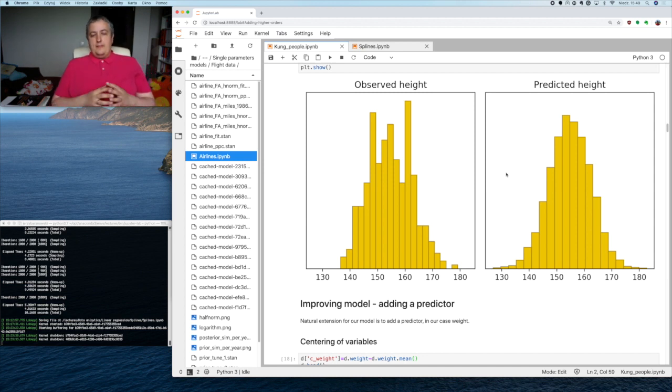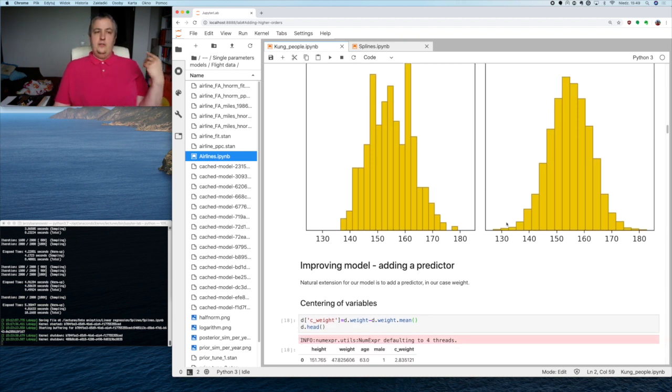But generally, what we want is to have our model extendable from this to more complicated situations, but we want to make it rather interpretable. And really, that's why a very desired property when creating this model is centering of variables.